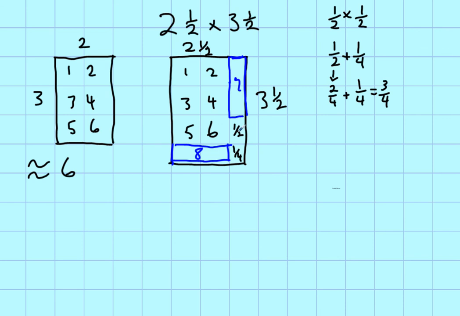Okay, so what we have is 8 full squares shaded in, or filled in, occupying 8 squares, and 3/4. Right? 8 and 3/4. That is the area of the square. That is the answer to 2.5 times 3.5. Okay? And this is a terrible idea.